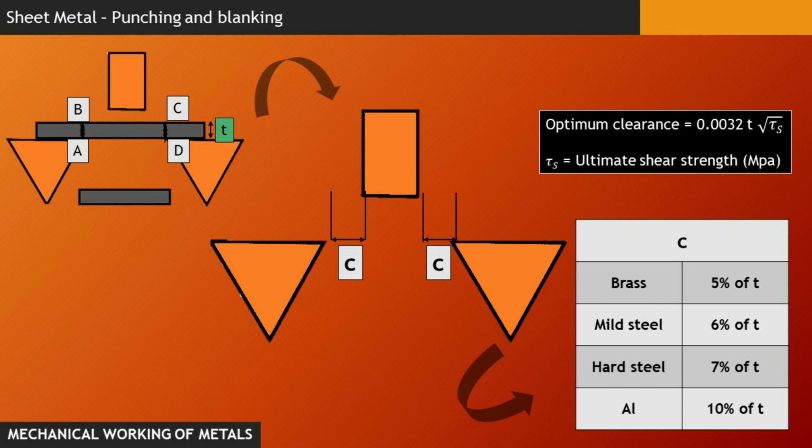Some of the clearance values of different types of material are given here. For brass, we have 5% of material thickness. For mild steel, it is 6%. For hard steel, it is 7%. And for aluminium, it's 10%.